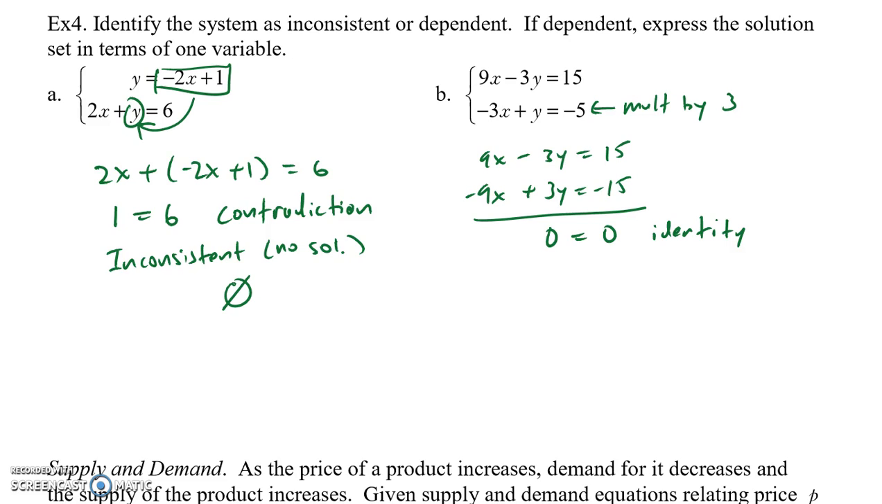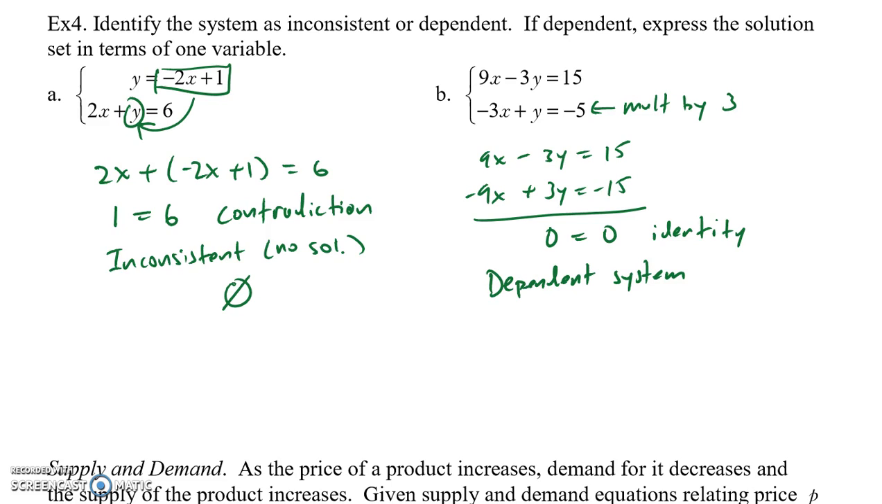If you're using the substitution method, you can get other types of identities, such as 2 equals 2 or something like that. But if you obtain an identity such that the variables completely cancel out, then you would conclude that you are dealing with a dependent system. A dependent system has an infinite number of solutions. And by dependent, we're saying really that the two equations algebraically are equivalent. That's why they just completely cancel each other out.